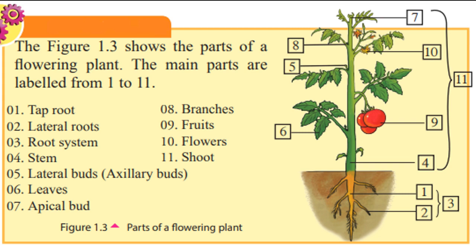Number five. Here you can see a tiny bud. The tiny buds that arise from branches are known as lateral buds, or another name is axillary buds. These are lateral buds. We will name that lateral bud or axillary bud. Number five. Number six, leaves.